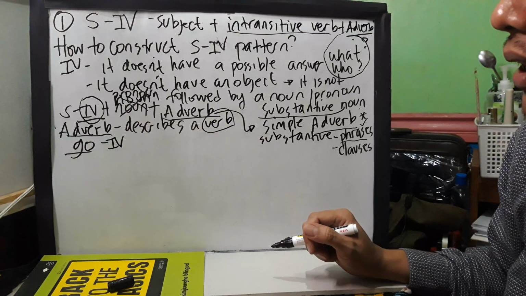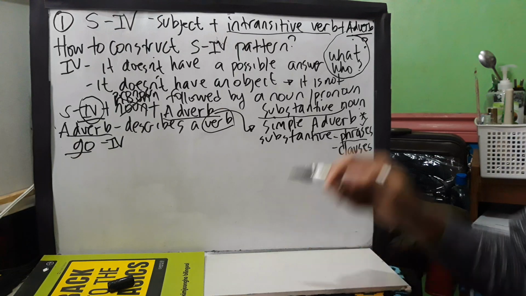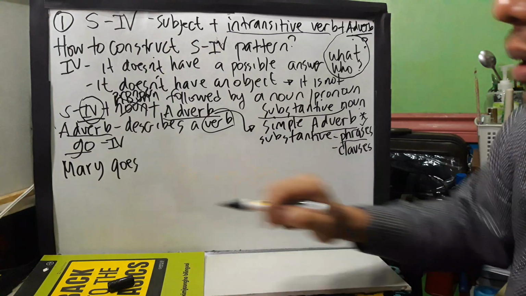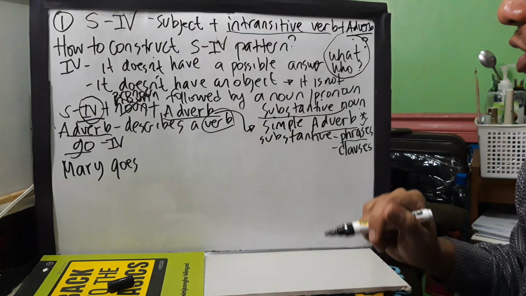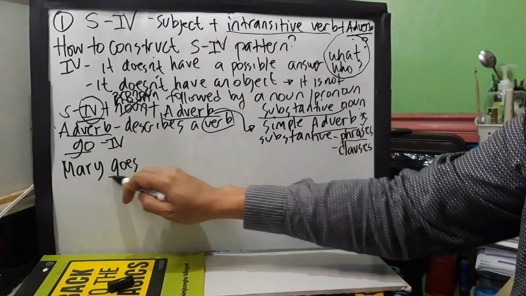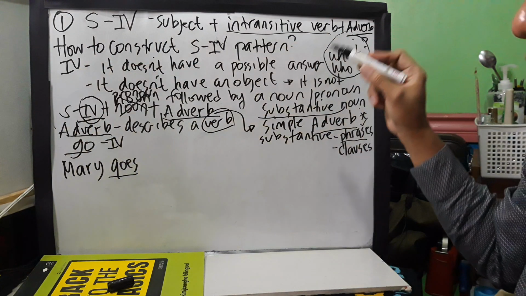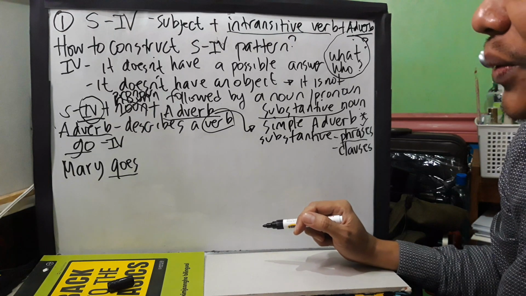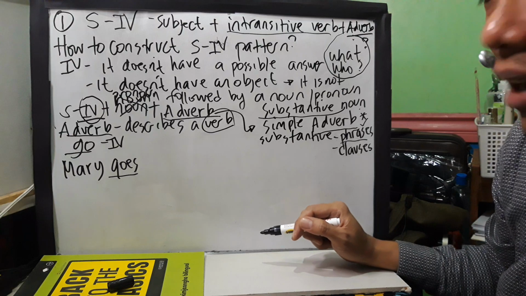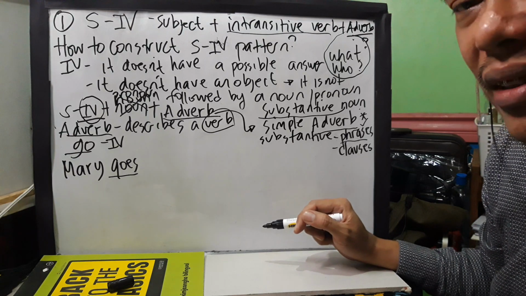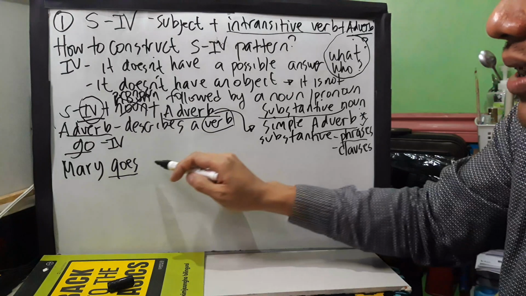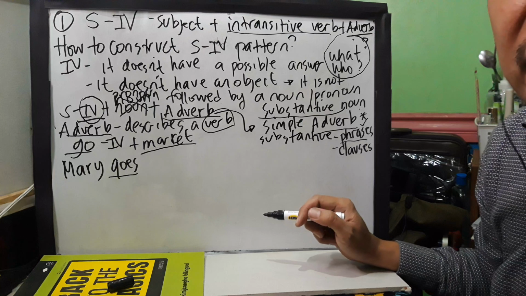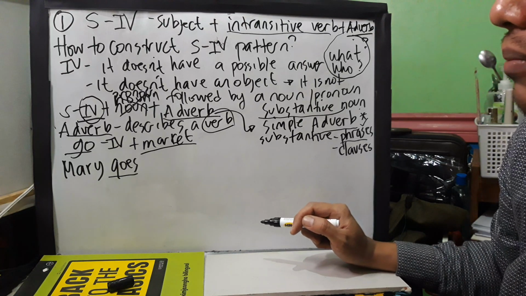Teacher, how do we use that in a sentence? Let's say, for example, Mary goes. Again, guys, let's follow the basic rule. Is it possible if I say, what does Mary go? Cannot be. Who does Mary go? Cannot be. For example, Mary goes market? That's wrong, because if it is only followed by a noun, it cannot be. Mary goes Mary.